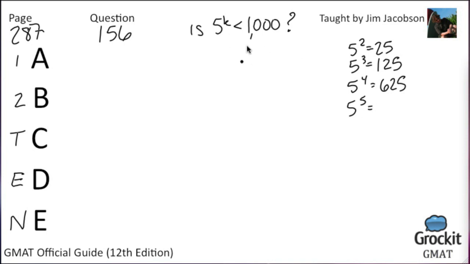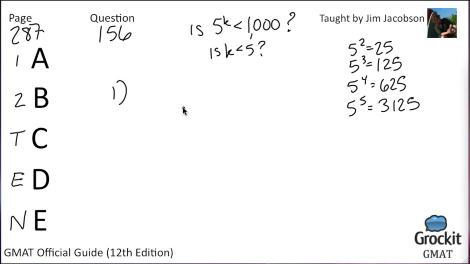I'm trying to get us over 1,000 because usually that's where it gets interesting. Well, we know that 5 times 600 is going to be something over 3,000, and actually it comes out to be 3125. So we can just stop there. What the question is really asking then is, is k less than 5? Basically, because 5 to the fifth power is way over 1,000, and 5 to the fourth is definitely under 1,000. So, let's take a look at those statements. Let's see what we get.